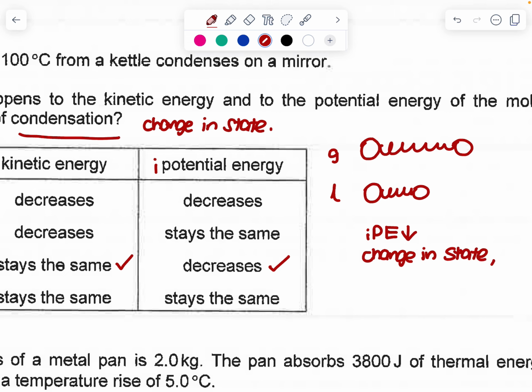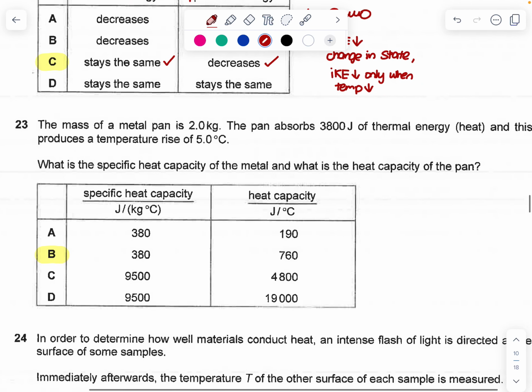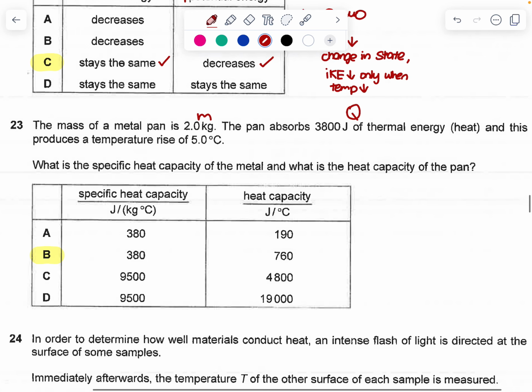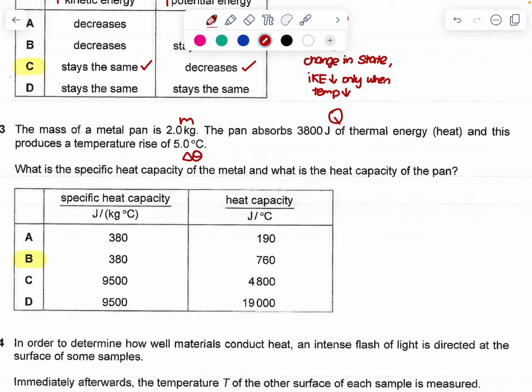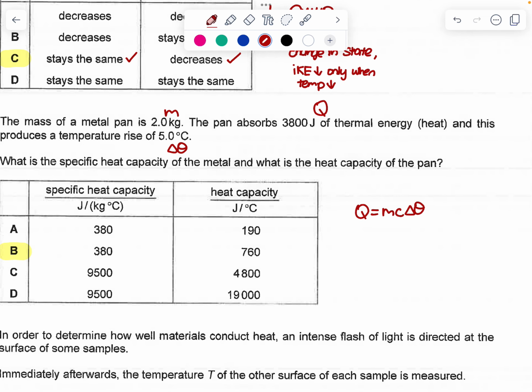So when does IKE decrease? IKE decreases only when temperature decreases. Next, question 23. The mass of a metal pen of 2 kg absorbs this amount of thermal energy and produces a change in temperature. So which formula do we use? Q equals mc delta theta. This is to find the specific heat capacity, small c.